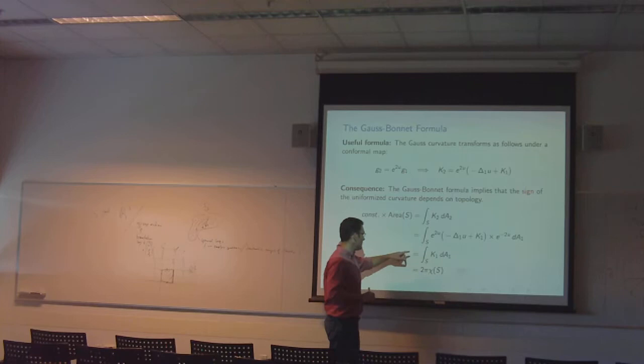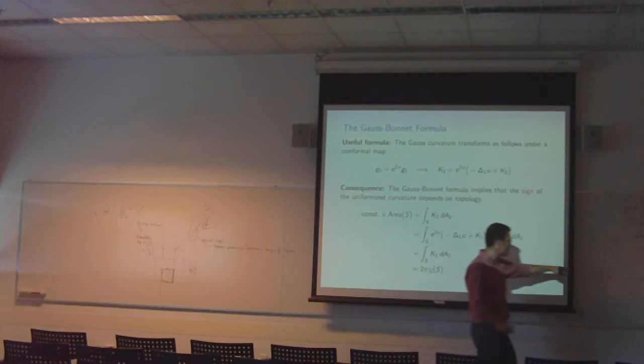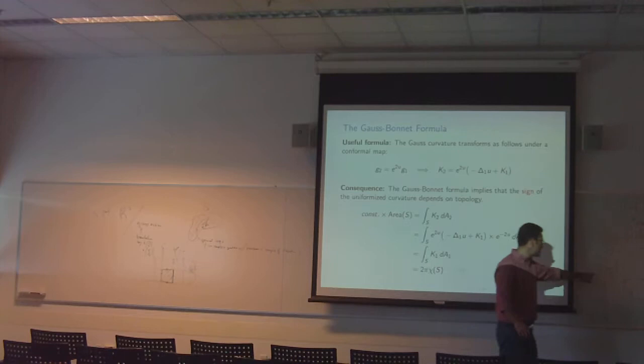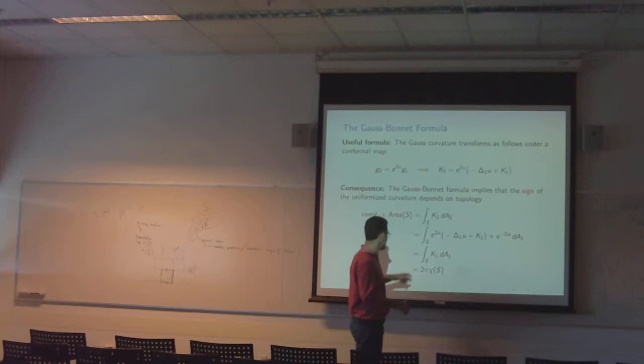So if the constant is plus 1, then the genus has to be positive. The only way you have a positive Euler characteristic is if g is 0 and you have a sphere. If you want the constant to be 0, the only way that happens is if 2 minus 2g is equal to 0, or in other words, g is equal to 1, a torus, or something topologically a torus. And then the negative numbers come from higher genus surfaces.